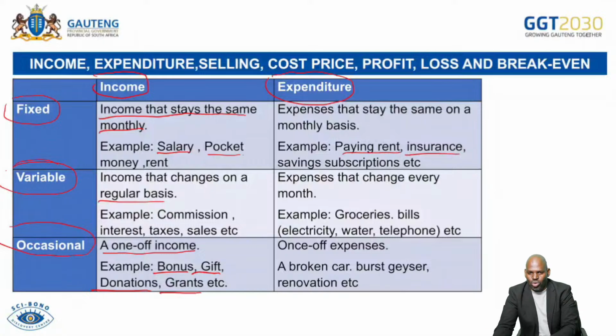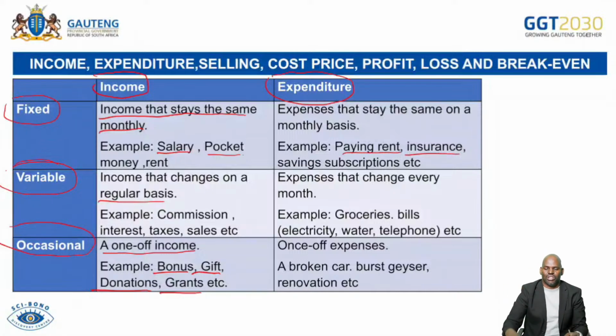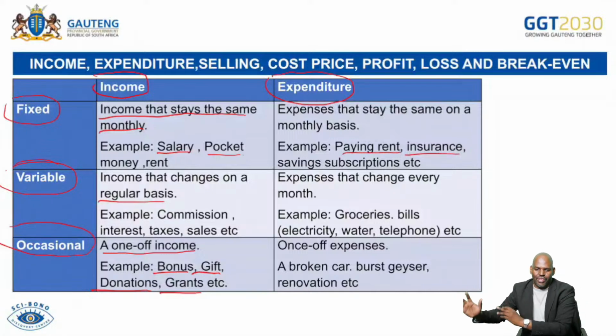Insurance, like car insurance. Most people who have car insurance know that they are paying the same amount every month. Even if that amount has to change, there will be a notice in advance. The notice usually comes once a year, but every month you'll pay the same amount throughout the year. And then variable expenditure, those are the expenses that change every month. Like for instance, groceries.